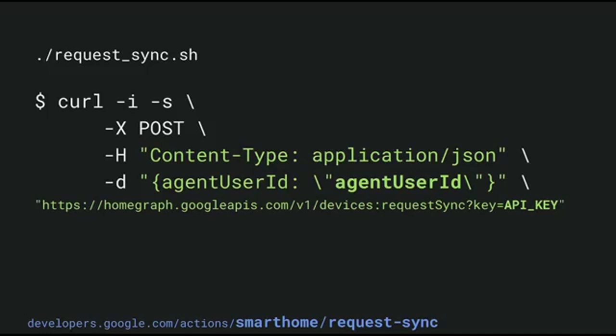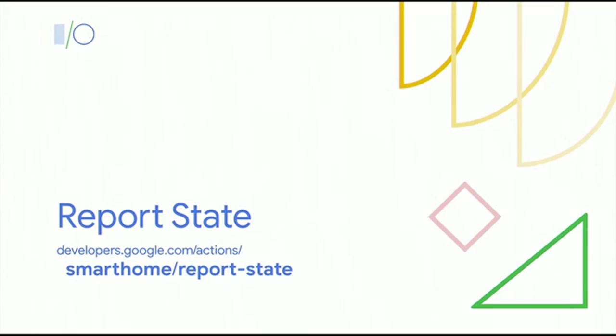This really provides a very good user experience for your users who actually chose to buy new devices from you. So let's look at the curl command equivalent of what happens here. It's very simple. You let us know the agent user ID that is affected with the change in devices list. And you specify the API key that you get from Google Cloud Console and call the Home Graph request sync API.